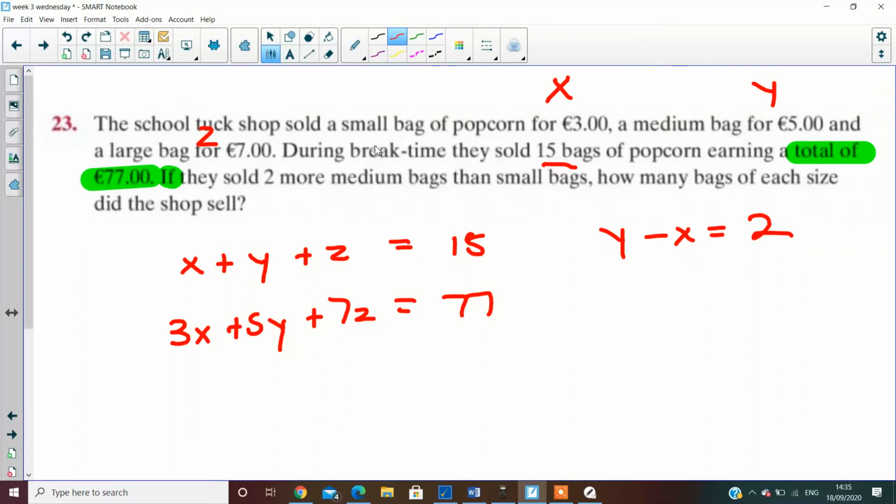The amount of bags sold. X is the amount of small bags sold, y is the amount of medium bags sold, and Z is the amount of large bags sold. That has to equal 15. I get that from that one all day long.